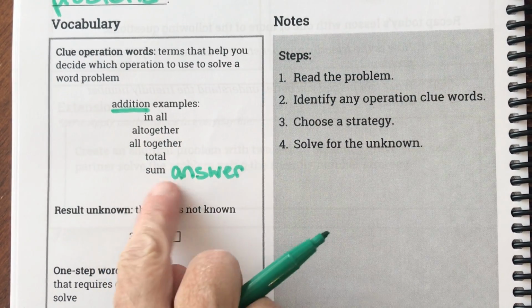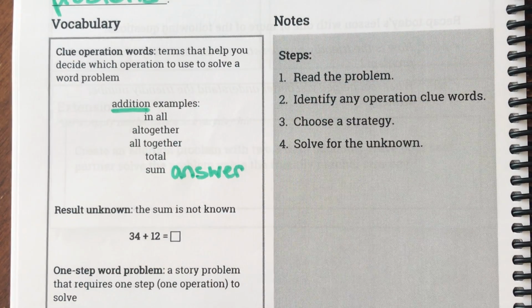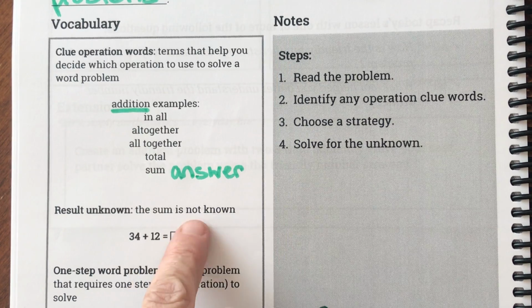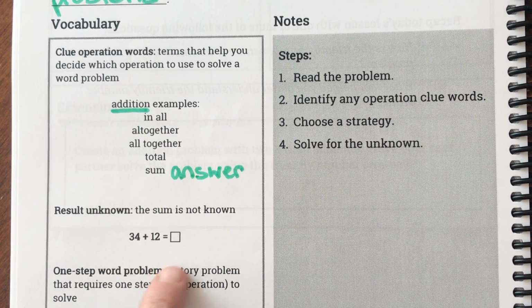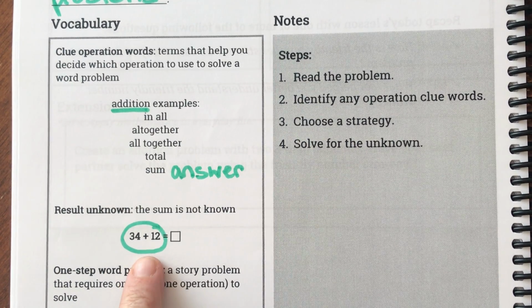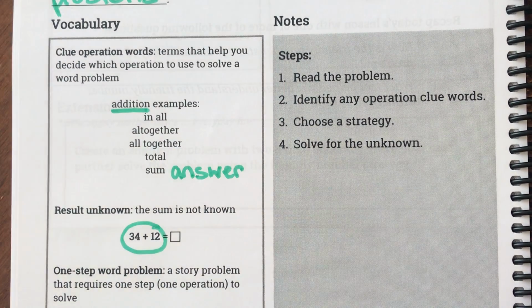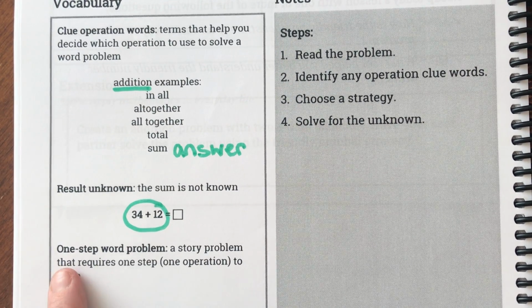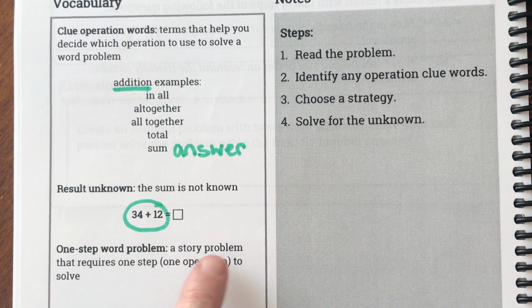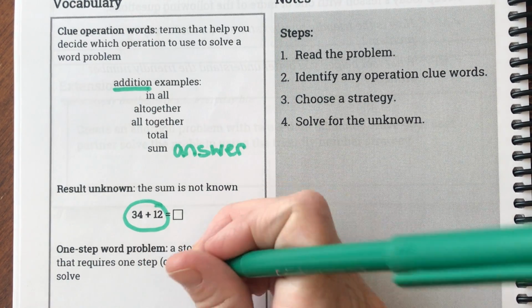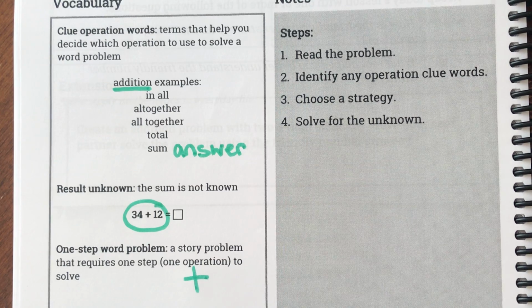It's the answer. So if we see that, okay, this says result unknown. The sum is not known. So they're going to tell us what our add-ins are. We're going to know what the add-ins are, but we're not going to know what the sum is. We're going to have to solve that ourselves. And then it says one-step word problem, a story problem that requires one step, one operation to solve. And our operation for this unit is going to be addition.